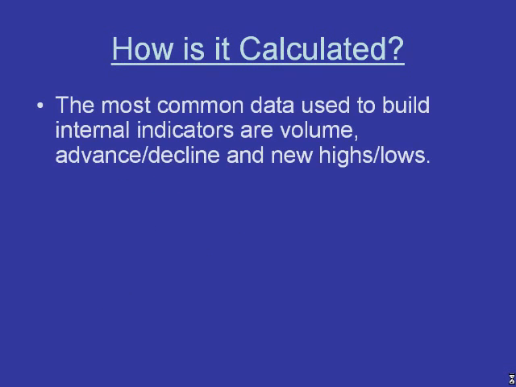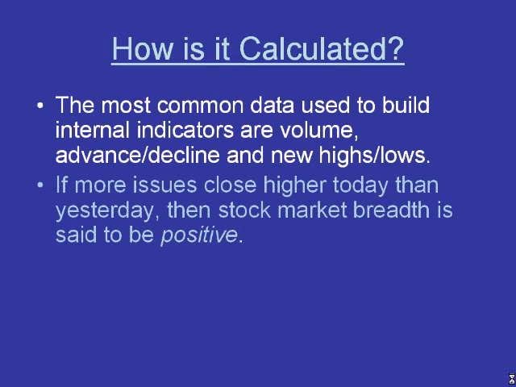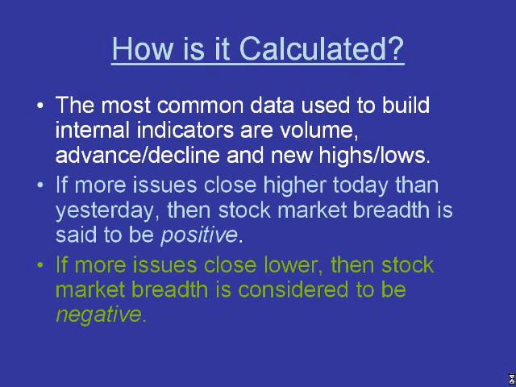How do we calculate it? Well, we use some internal indicators called volume, advances and declines, and new highs and new lows. In simple terms, if there are more stocks closing higher today than yesterday, then our breadth is going to be positive. If there are more stocks closing lower than the previous day, then the breadth is going to be negative. That's what it is in simple terms. However, we're going to expand upon that now.